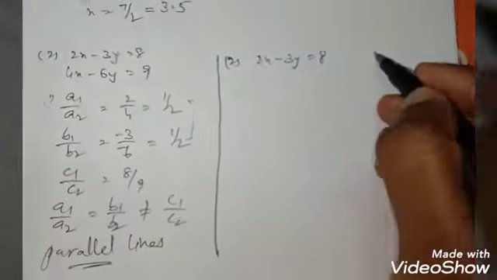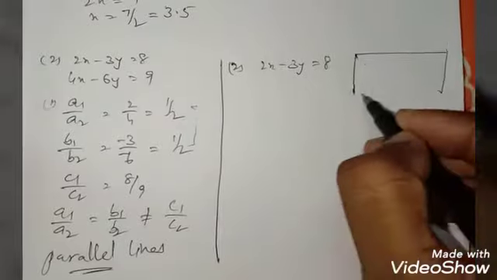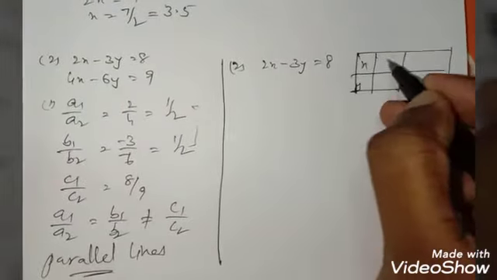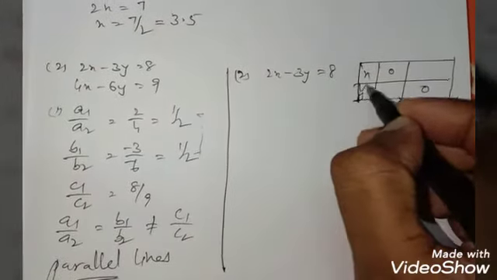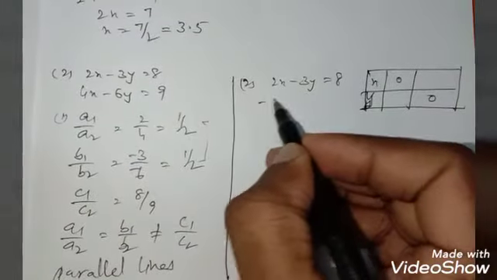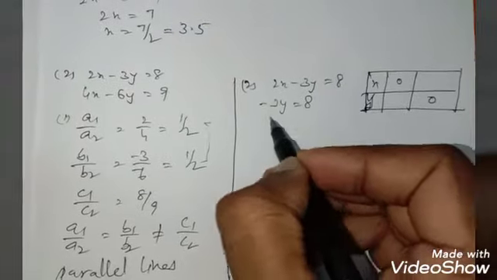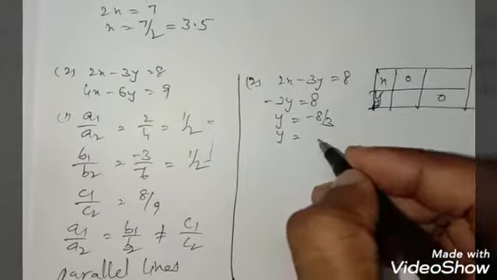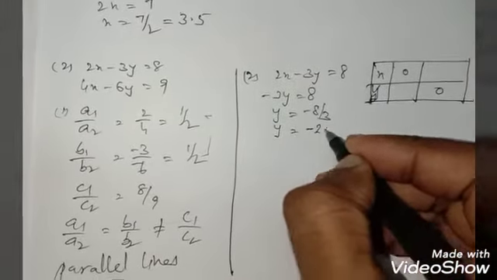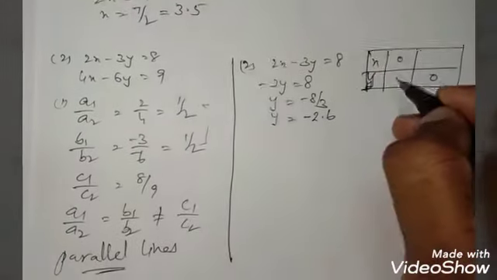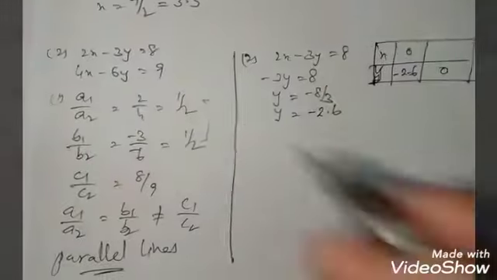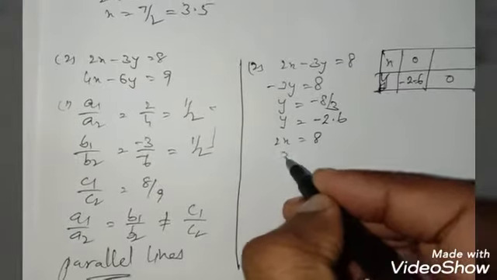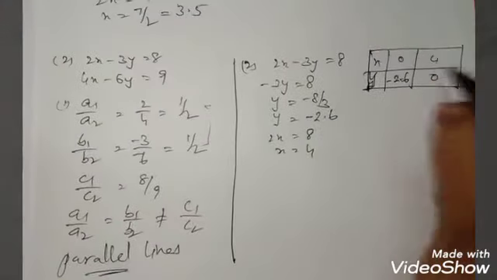So if I find the values of these equations. Now, how to find the values of this equation? By using x equal to 0 and y equal to 0 in this equation, right? Now if I substitute x equal to 0, you'll get minus 3y equal to 8. So y is equal to minus 8 by 3, which is minus 2.6. Next, substitute y equal to 0, you'll get 2x equal to 8. So x is equal to 4.